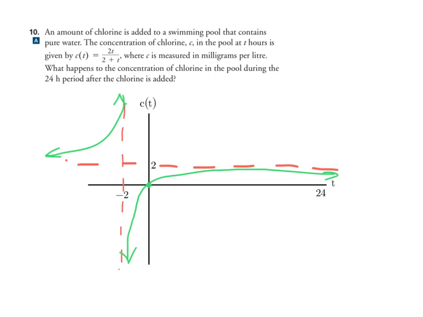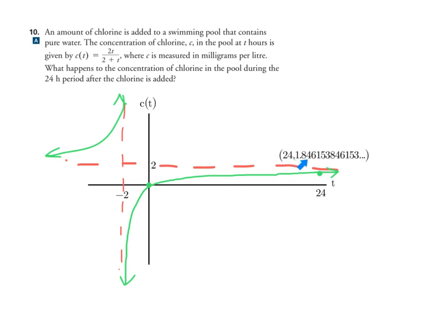There we go. Now we know this approaches 2, but let's see when we actually put in 24 what we get. So c of 24 is, this is going to be 26. 24 times 2, so 48 over 26. So plug in 24. You get 24 comma 1.846153, 846153, and so on repeated. So you can see it's getting pretty close to 2.